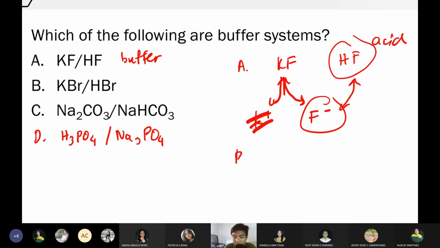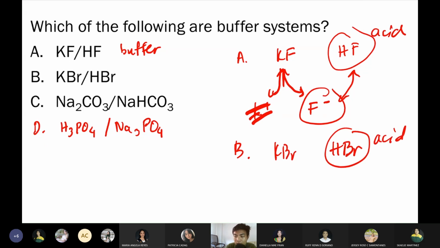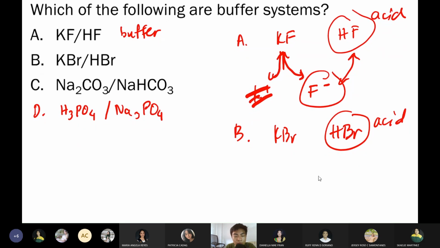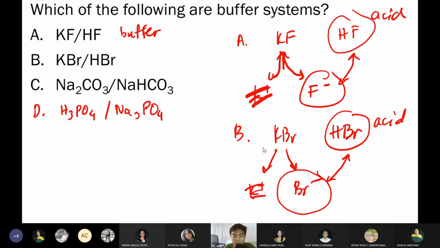How about letter B? We have KBr and HBr. Obviously, HBr yung acid. So that means your KBr could be a source of your conjugate base. So split mo siya into ions. So you have the K plus, the Br minus. Again, yung sodium and potassium, wag nyo sila pansinin. Just focus on the anion. Are the two related? Sagot ay yes, they are related.